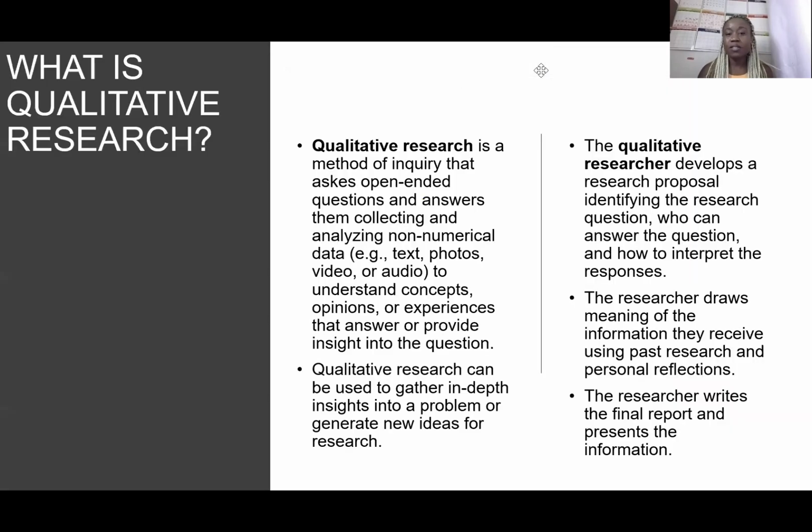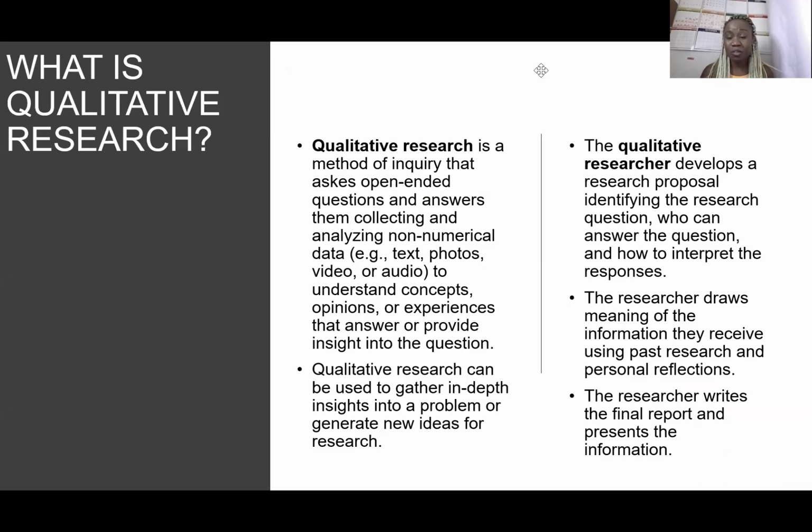And so what is qualitative research? It's a method of inquiry that uses open-ended questions to gain deeper insight into things. Qualitative research is used to generate ideas or just get an understanding of an issue. And as a qualitative researcher, you're also going through a training procedure.